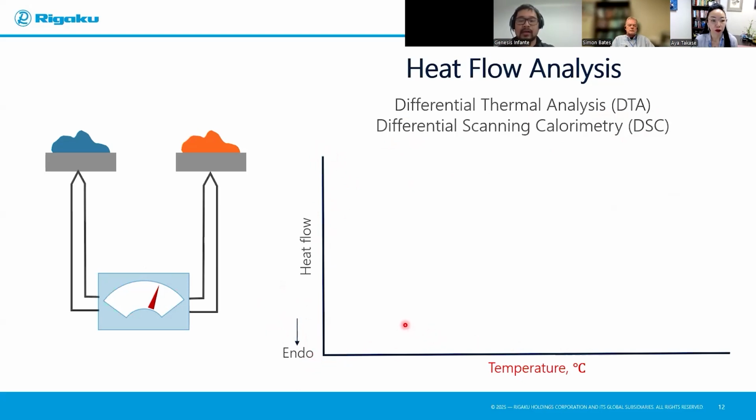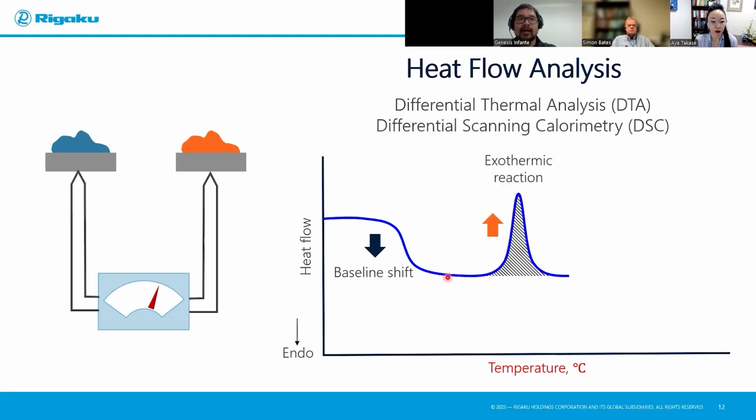And the basic typical results should look something like this, where you have a baseline shift. This is typically associated with a transition of sorts, a glass transition or phase transition, or an exothermic reaction, where you'll have an increase in heat flow, or the opposite, endothermic, where you have an absorption of energy.